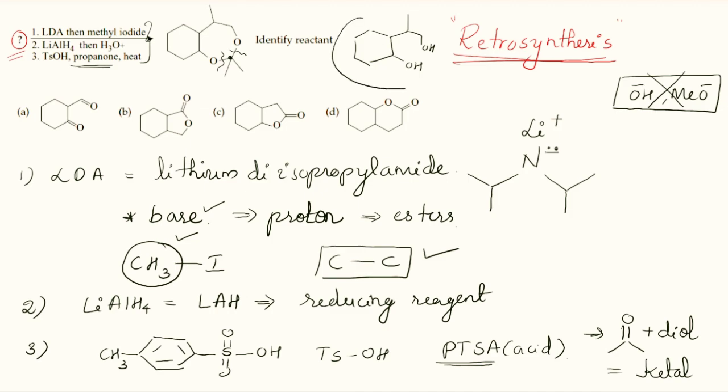So how do we get this diol? Which molecule will give this diol? Check for the number of carbons. So there is a cyclohexane. Apart from the cyclohexane, we need to have 3 carbons, 1, 2, 3.